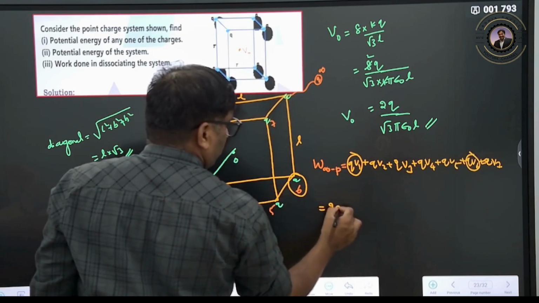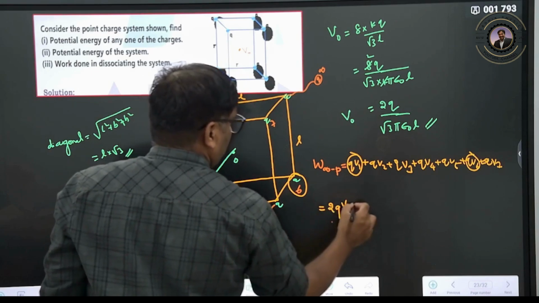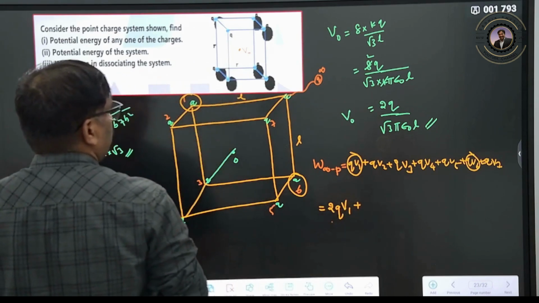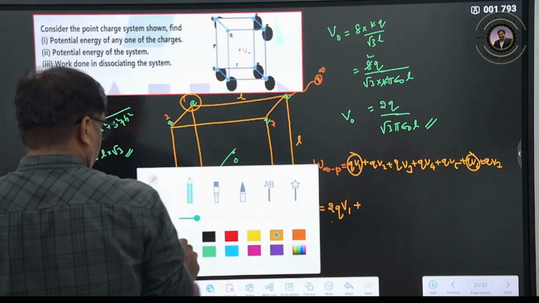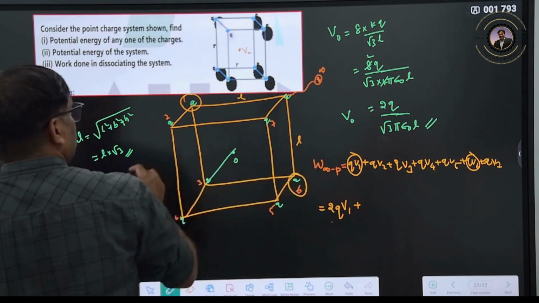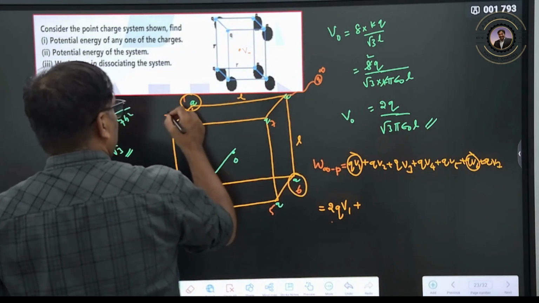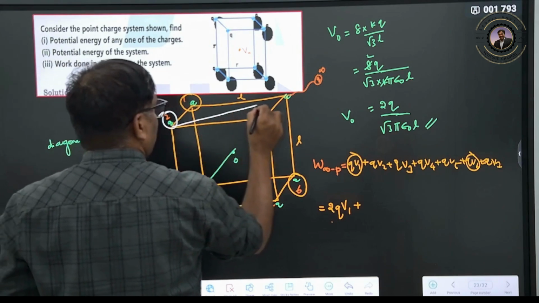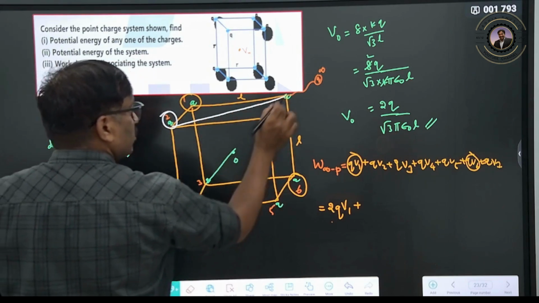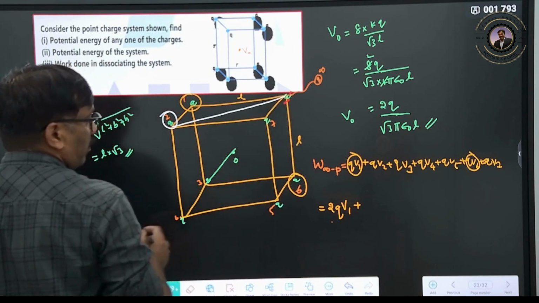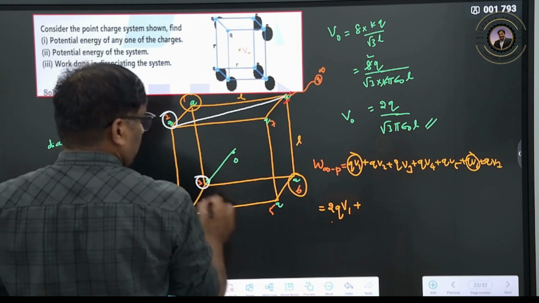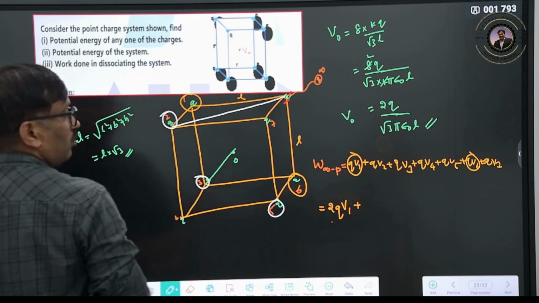Therefore, 2q into v1. Plus, the next one is 2. What is the distance here? The distance is L. Here 2 is given as the diagonal length, this 3 is also a diagonal length, and this 5 is also a diagonal length. So 2, 3 and 5 are all the same.